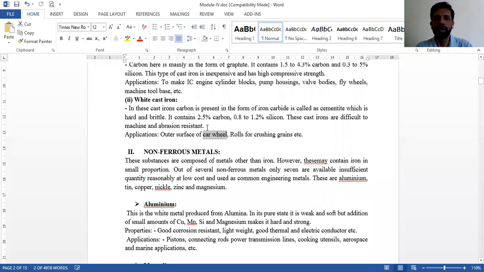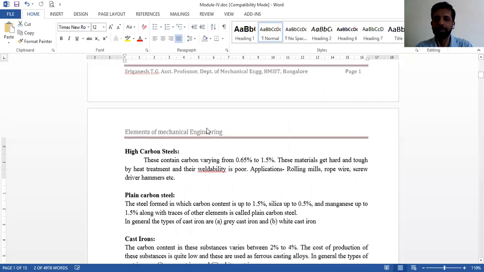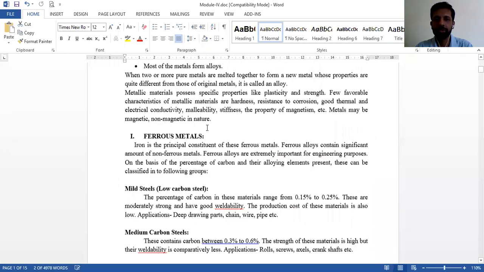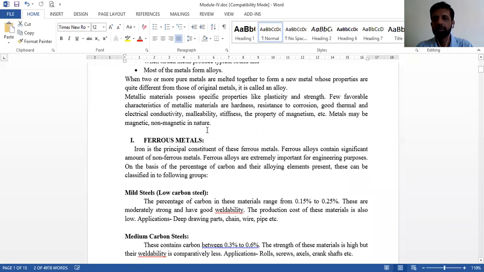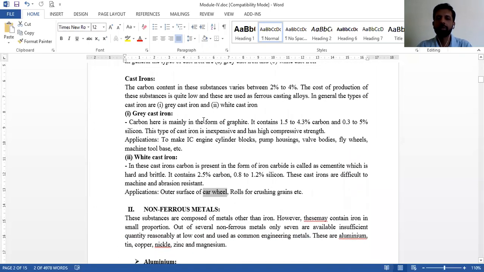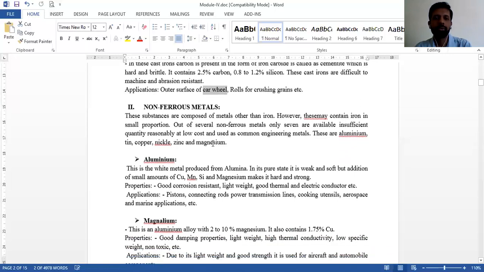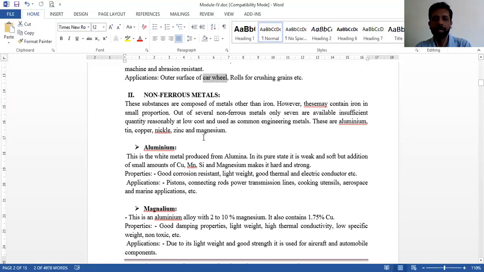So this is about some of the classifications that we have with respect to the ferrous materials. All we have to remember here is the percentage of carbon and what the major changes are in their properties. Of course, there are many more changes in their mechanical properties based on their chemical composition, but we need to know some of the basic things here. Next we shall go to aluminium. Sorry, the non-ferrous materials.